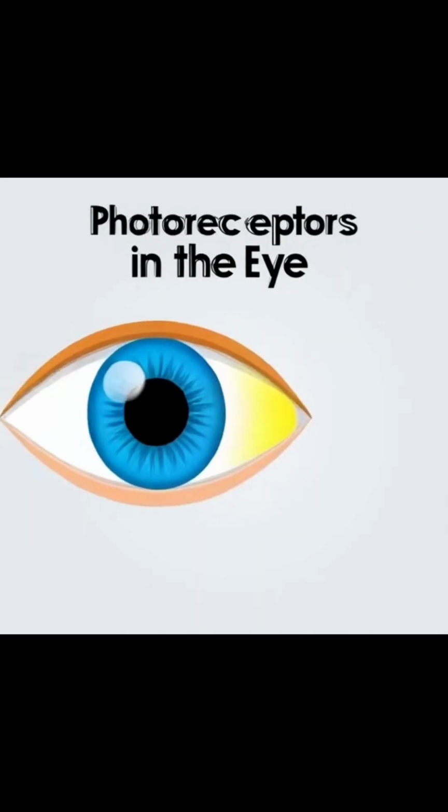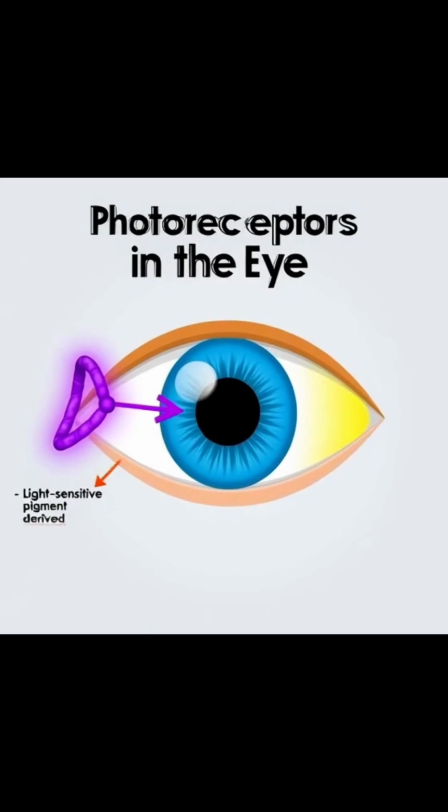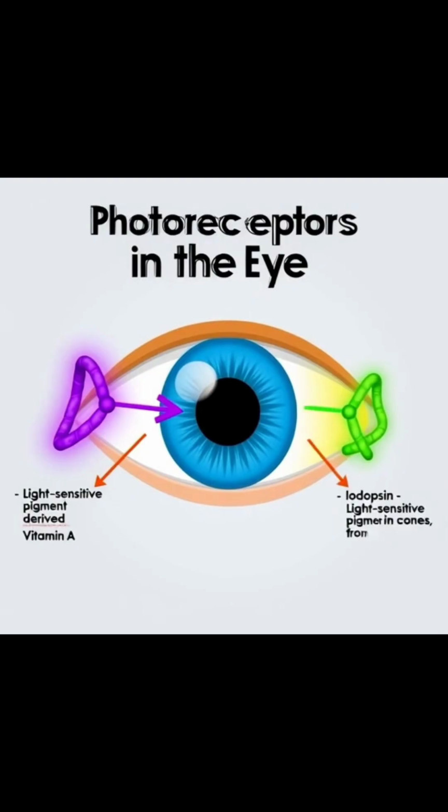colors. Rods contain a purplish red pigment called rhodopsin. It is synthesized from vitamin A. A deficiency of vitamin A causes night blindness. Cones also contain a pigment called iodopsin.